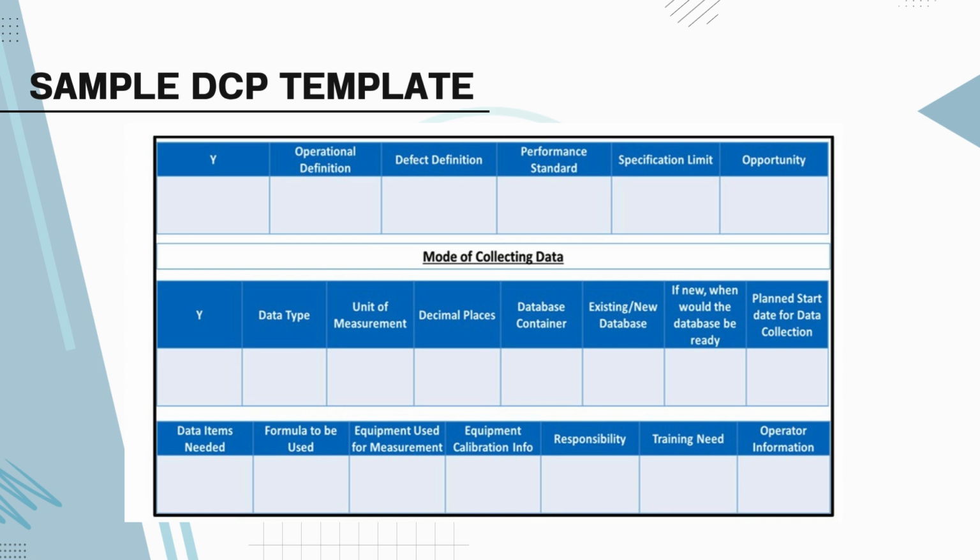Where the data will be stored, e.g., Excel, SQL, SharePoint. Existing or new database. Whether the storage system already exists or needs to be created. Database ready date. If new, when will it be set up for use? Planned start date. When data collection will begin.